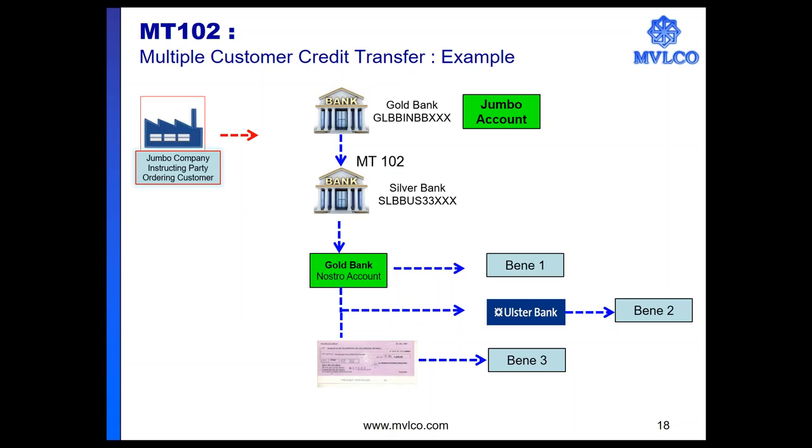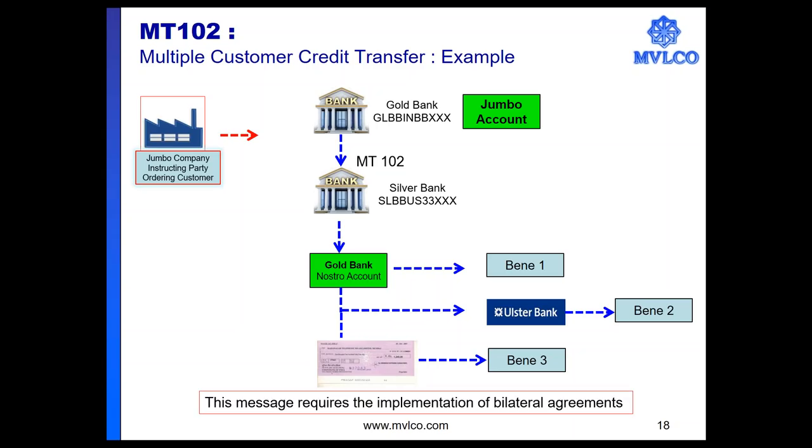The account which is getting debited now at Silver Bank is not belonging to Jumbo. The account which is getting debited at Silver Bank is the account of Gold Bank. It is the Gold account, Gold Bank Nostro account. Now this 102 could be used for a domestic payment within a country. It could also be used for cross-border payments. Same is the case with your MT101.